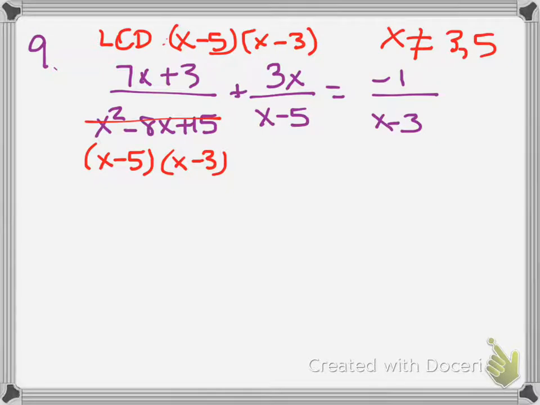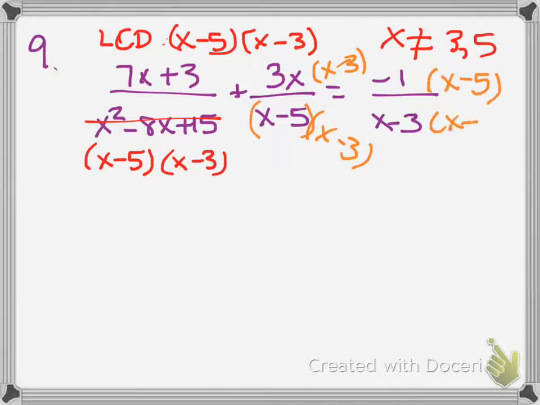Okay, so we can leave this first one alone, so it's just 7x plus 3. But this other one, we need to multiply it by x minus 3 and x minus 3. And this one by x minus 5 and x minus 5. And remember, put your parentheses.